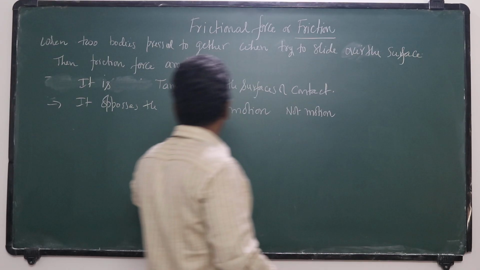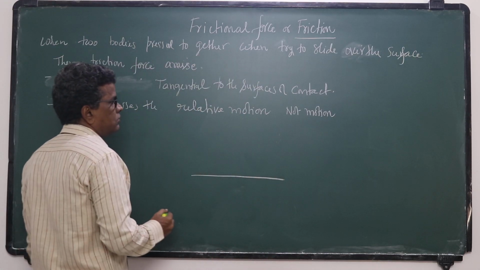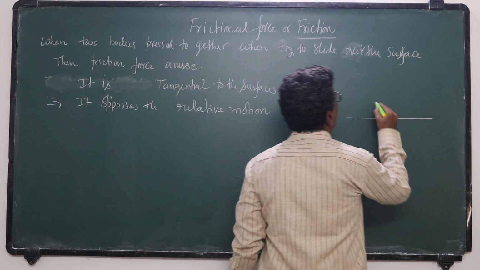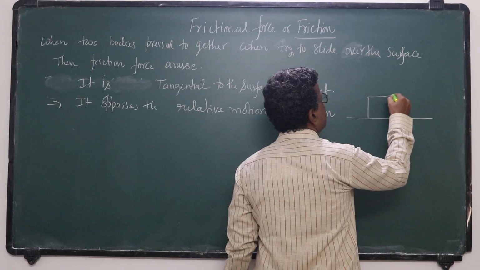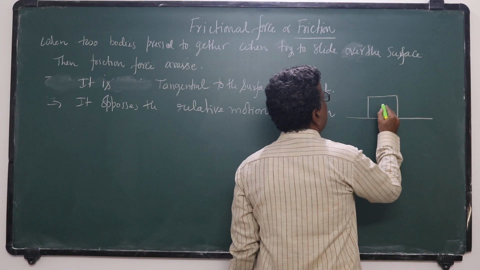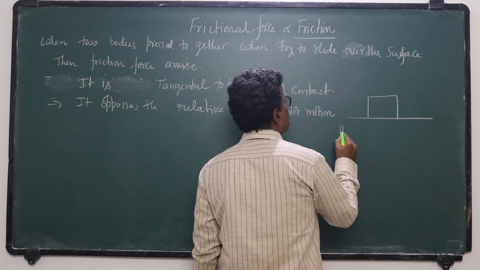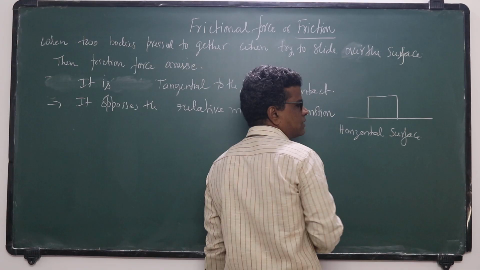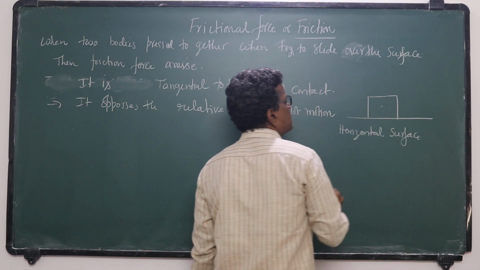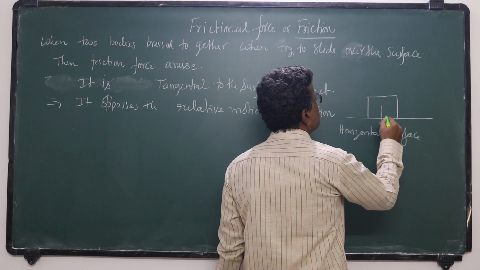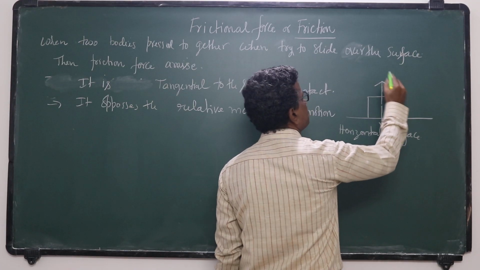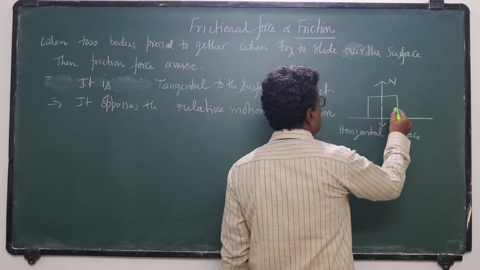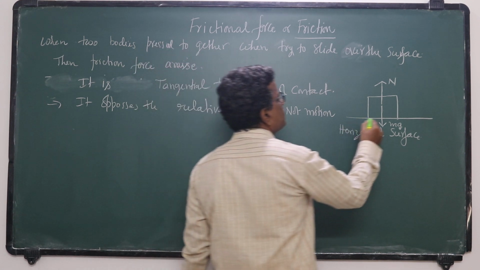So let us consider a block. I will draw the diagram here. So this is a horizontal fixed surface. Let it be a block. Now this block is placed on a horizontal rough surface. So what are the forces acting on this one? Weight downwards and the normal reaction acts upwards. So this weight balances with the normal reaction. So when no external force acts on the system, the block will be at rest.